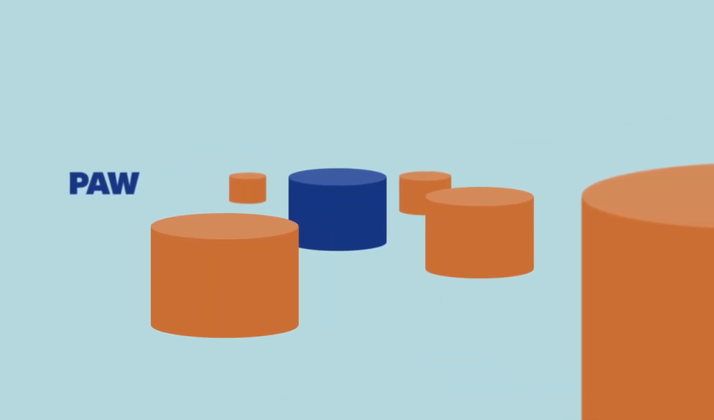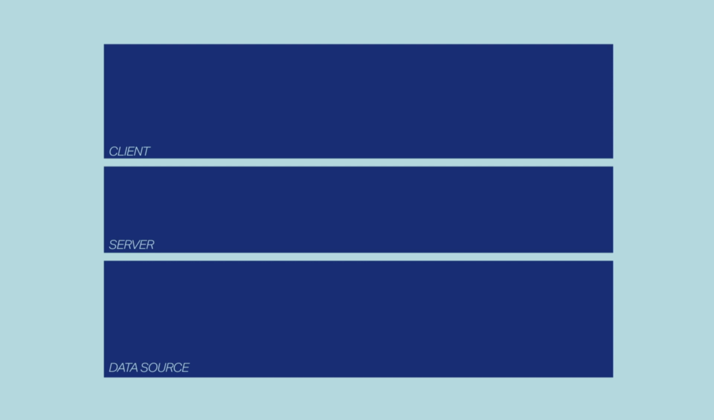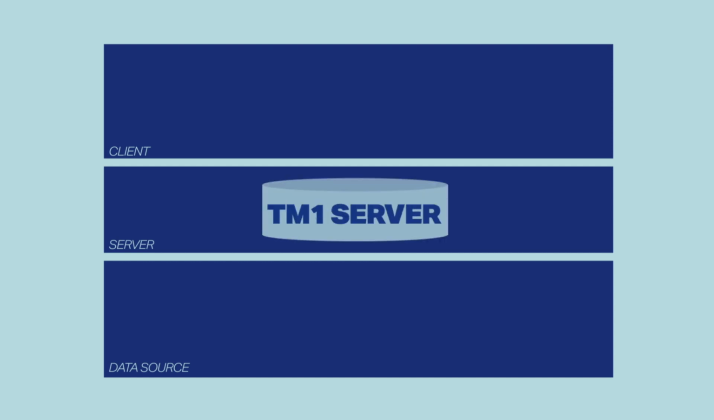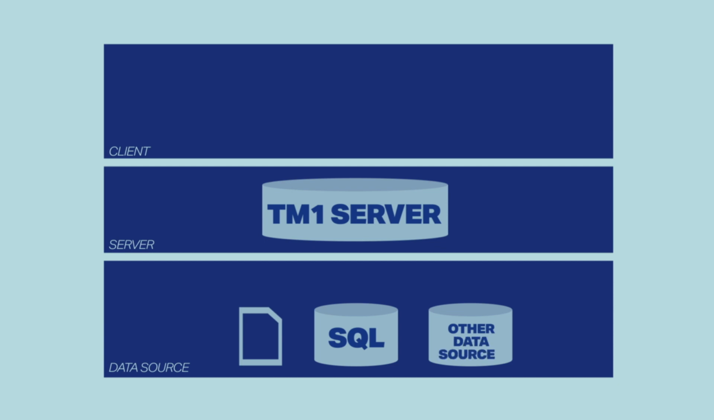Before I begin, here is a quick overview on where PAW is placed in the technology stack. There are 3 layers to the technology stack: data source, server, and client layer. The server layer contains a TM1 server, a functional database used for modeling and structuring data to match requirements set by the business. In the data source layer, the TM1 server can integrate with sources ranging from text files, SQL, or other data sources to upload data or set up metadata.